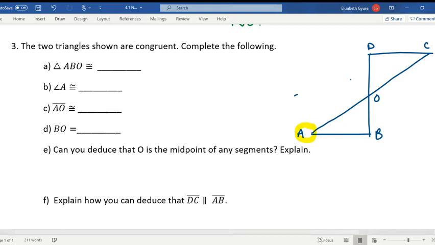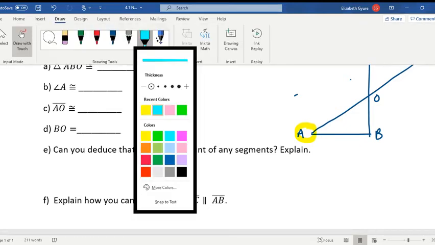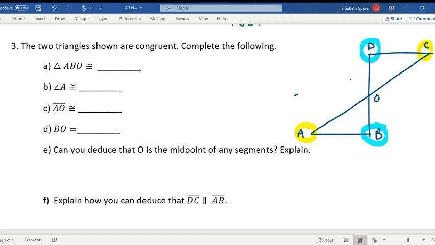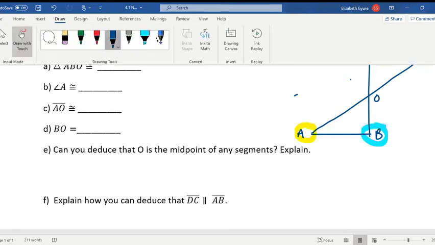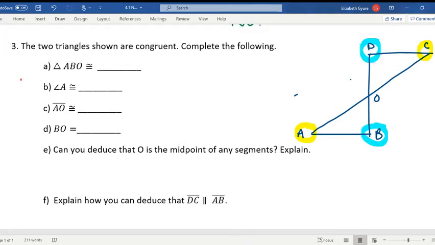So if you can just identify the corresponding parts visually, angle A would have to go with angle C. B would have to go with D. And then O is a vertical angle here. That'd be angle DOC and BOA. That kind of aligns up with itself. So we would say triangle AOB is congruent to triangle CDO.